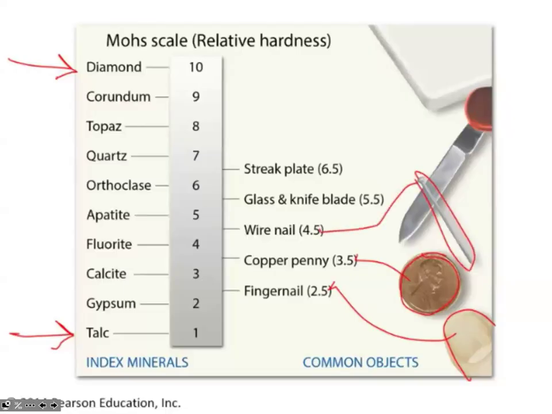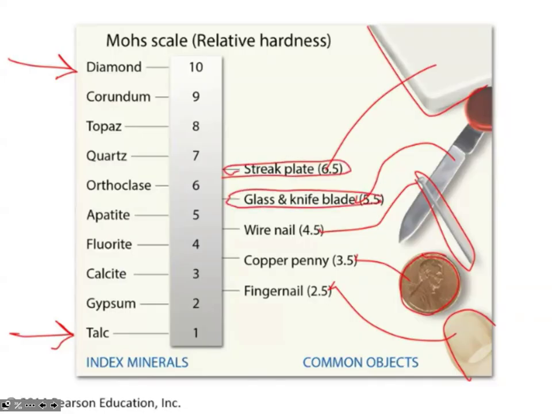A knife blade or a piece of glass is 5.5. And the ceramic streak plate that we use for assessing the color of the powdered form of the mineral, that streak plate is a 6.5. So when you're identifying minerals in a laboratory, you basically want to bracket a mineral's hardness between two of these numbers. So for instance, if it is softer than the streak plate but harder than a piece of glass, that means it's somewhere between a 6.5 and a 5.5 on the Mohs scale of hardness.